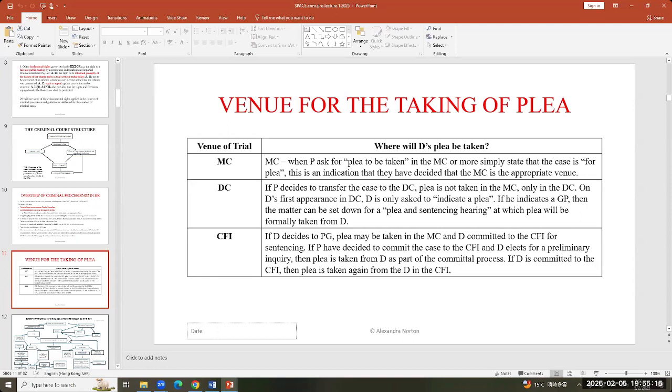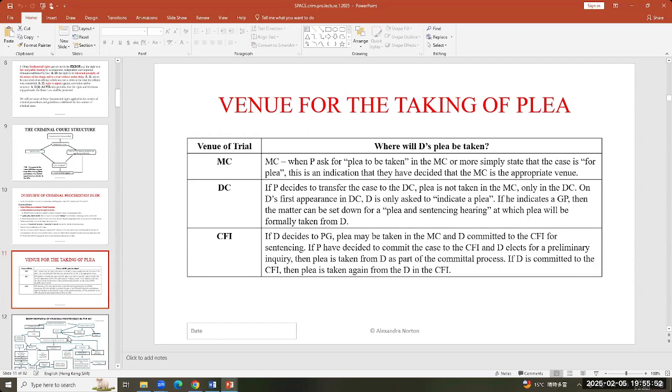And then on that first appearance in the district court, there's a very funny procedure called an indication of plea. In other words, he just indicates whether he's going to plead guilty or not guilty. The idea is that on that first appearance, it's a little bit like being in a market. There are hundreds of cases, hundreds of people, all at the same time. So to save time, the defendant just indicates his plea, and it's done from a case management perspective.